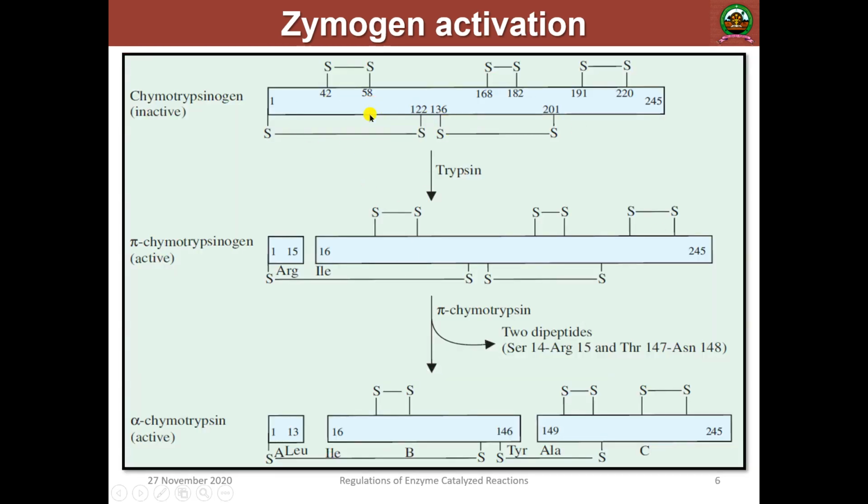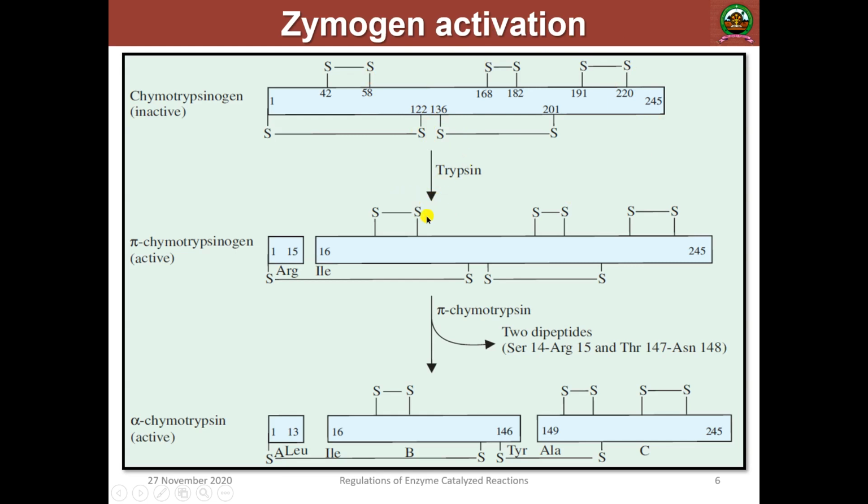So here it is a 245 amino acid chymotrypsinogen molecule in the inactive form. It has 5 different disulfide linkages: between 1 and 122 is number 1, 42 to 58 number 2, 168 to 182 number 3, 191 to 220 number 4, and 136 to 201 number 5. Okay, so then what will happen?